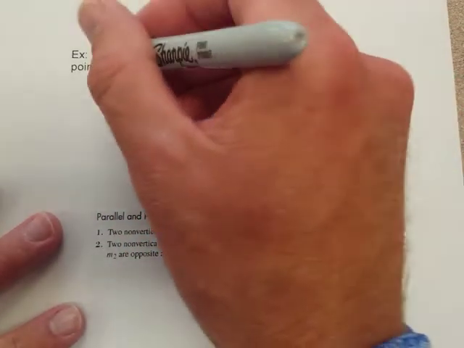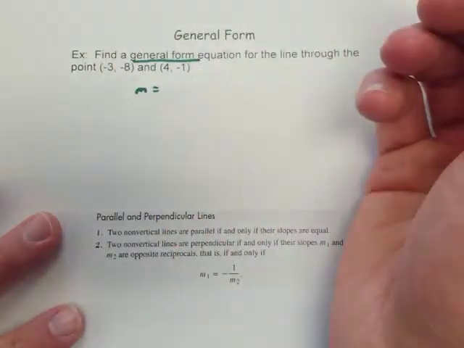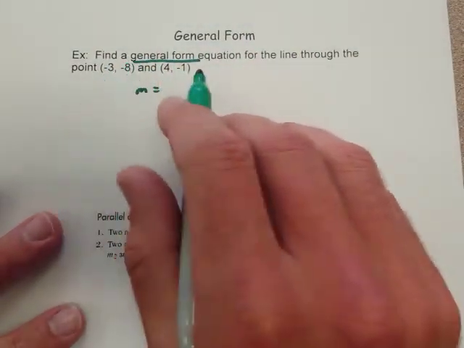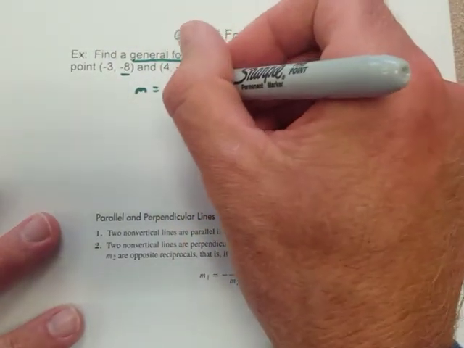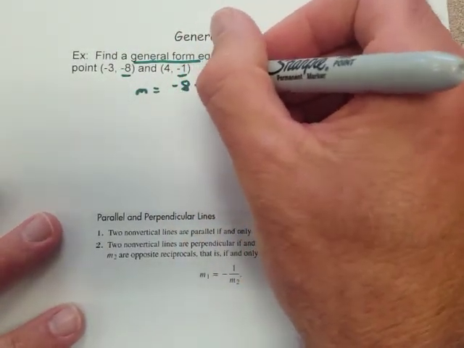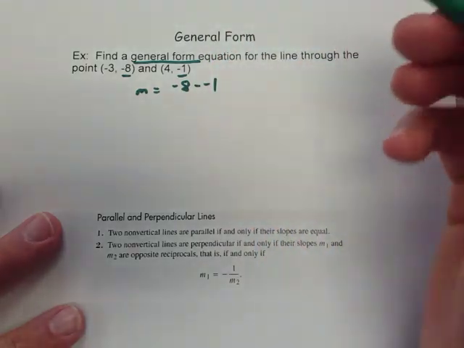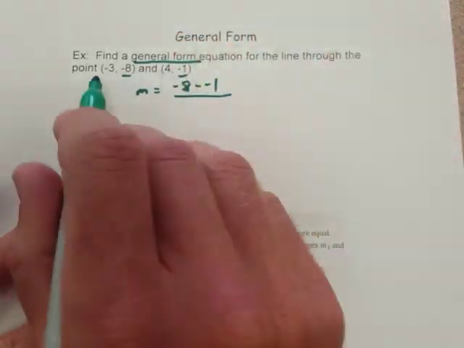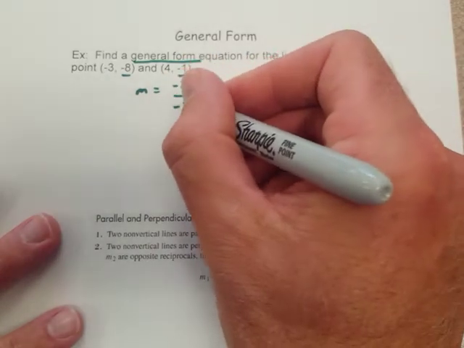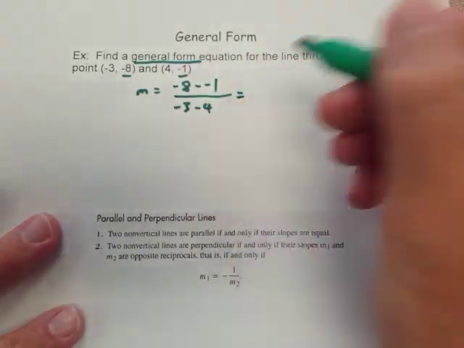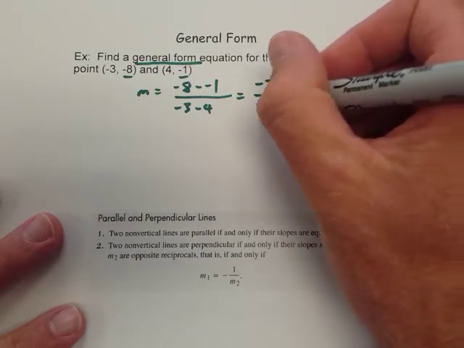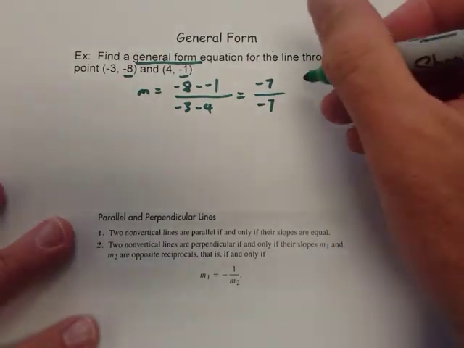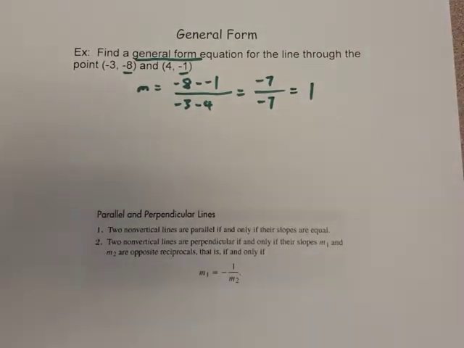We call this either point, it doesn't matter which one you call 2 and 1, as long as you go in the same order. So let's start with 8 and -1. So 8 minus -1 over -3 minus 4. That way I get on top, I get -7 over -7, and the great news about that is we get one of our favorite numbers, which is just 1, an easier number to work with.